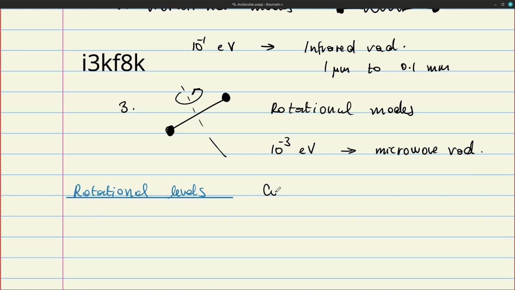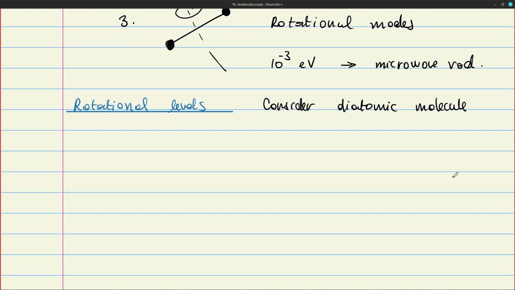So let's consider a diatomic molecule. We can also consider more complicated molecules, but the basic idea can be obtained from the diatomic molecule. And what we have is this object. Let's keep it general. Let this be mass m1, this one m2. There is some rotation axis, which is the center of mass.